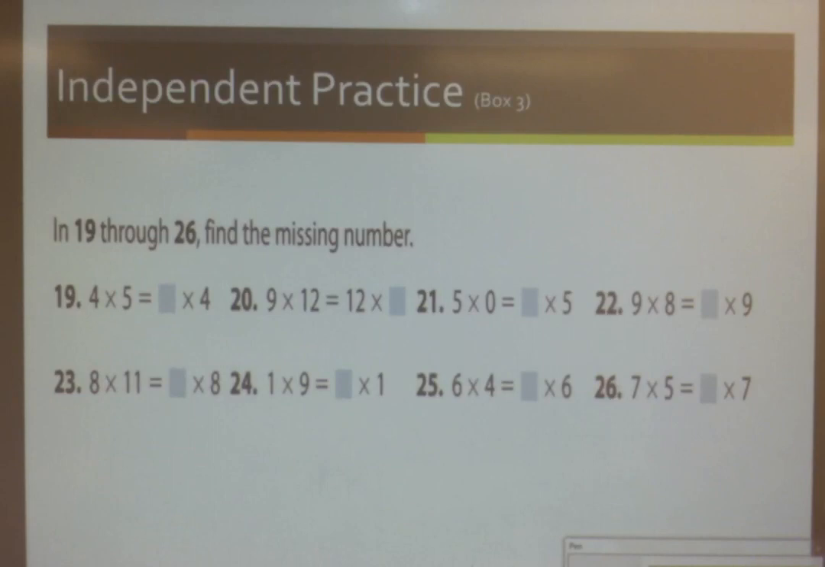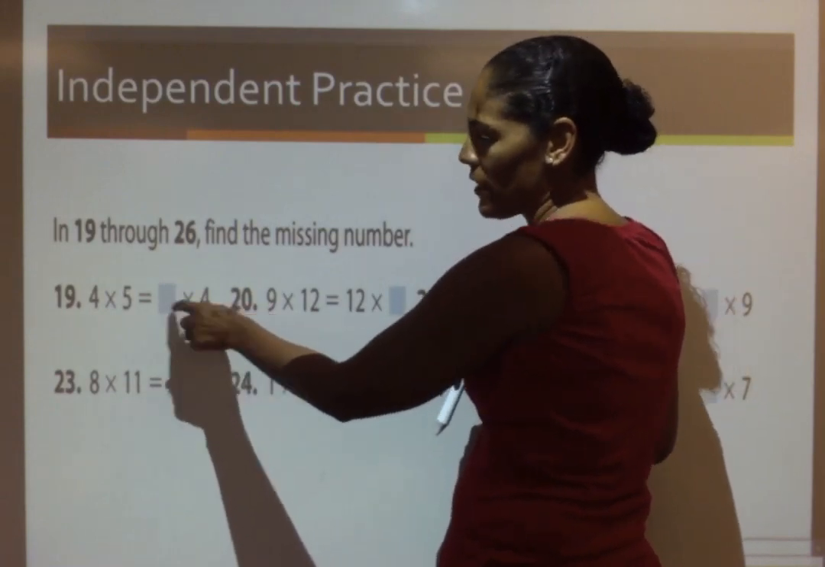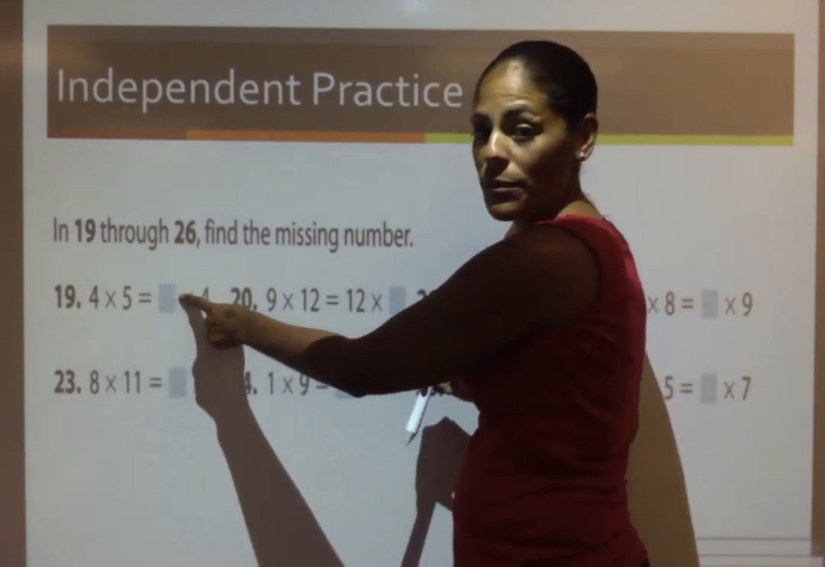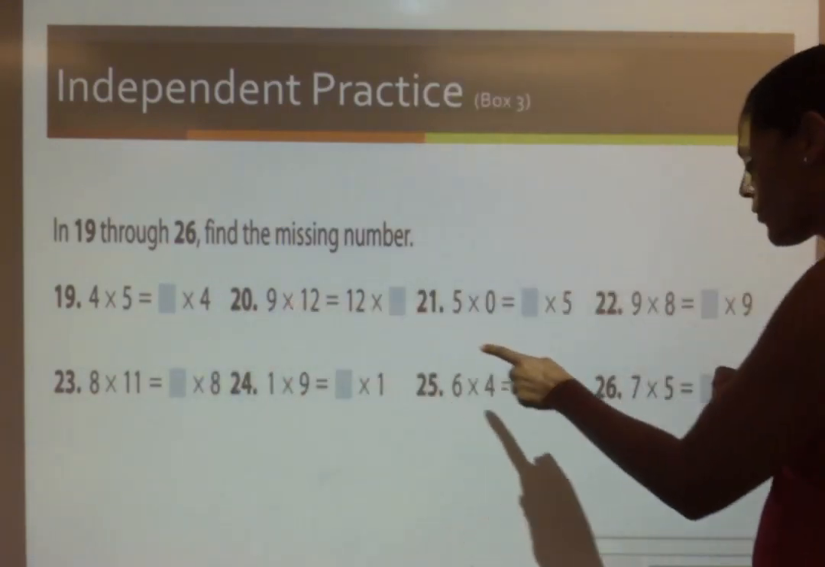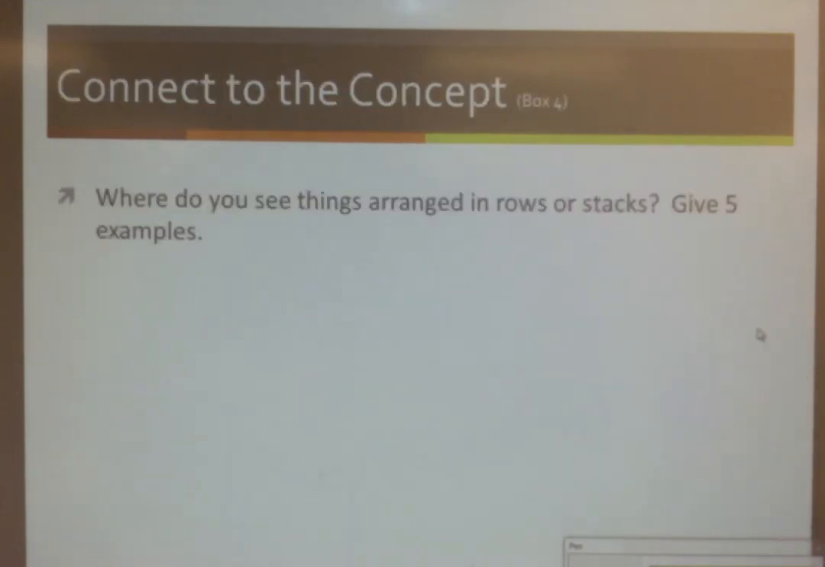Now, you will complete the following, 19 through 26. And underneath each example, I would like you to put the property that this problem represents. For example, after you complete the number sentence for number 19, write the property that represents this number sentence right below it. And so on for all of the problems through 26. And you will be doing this in box 3 of your homework sheet. And in box 4 of your homework sheet, you will need to find out where you see things arranged in rows and stacks. And you're going to give 5 examples.